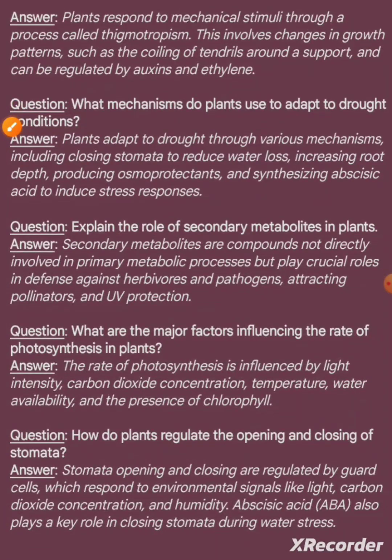Next question. What mechanisms do plants use to adapt to drought conditions? Answer. Plants adapt to drought through various mechanisms, including closing stomata to reduce water loss, increasing root depth, producing osmoprotectants, and synthesizing abscisic acid to induce stress responses.